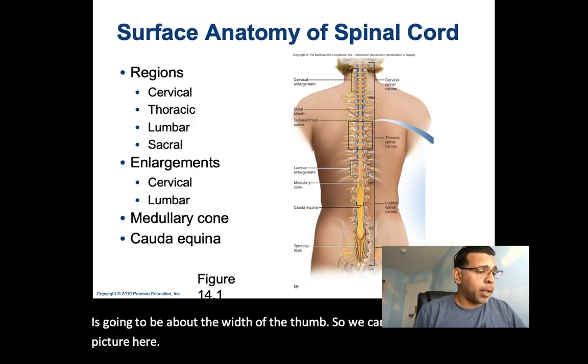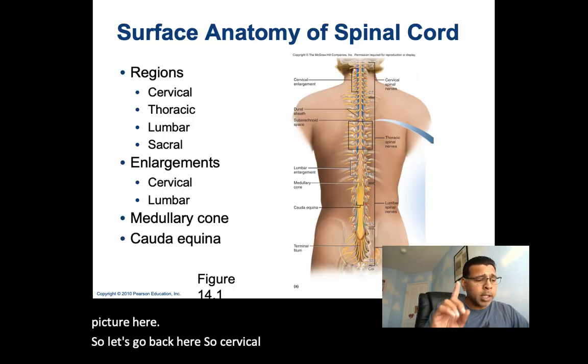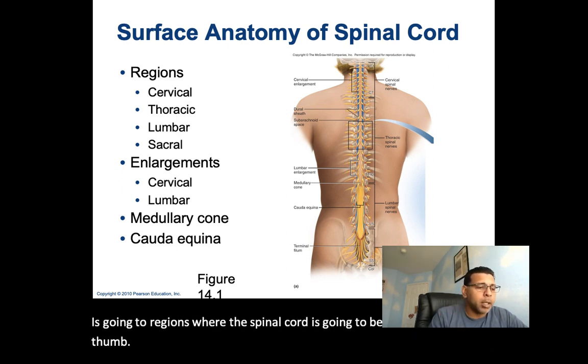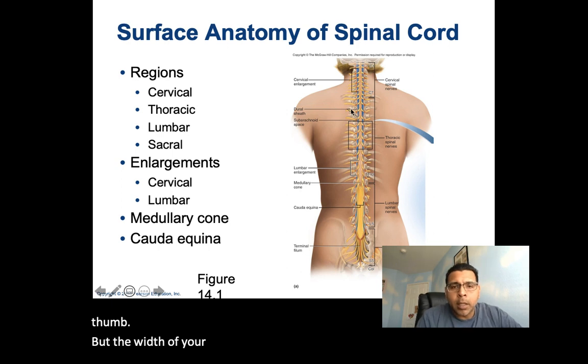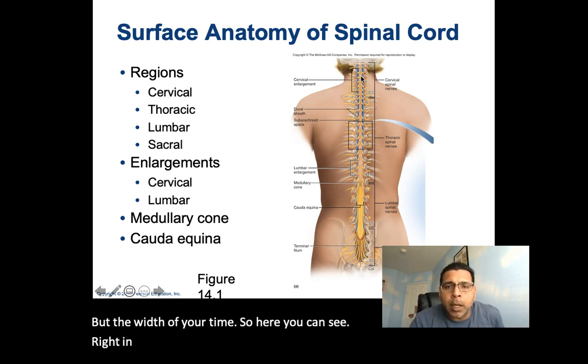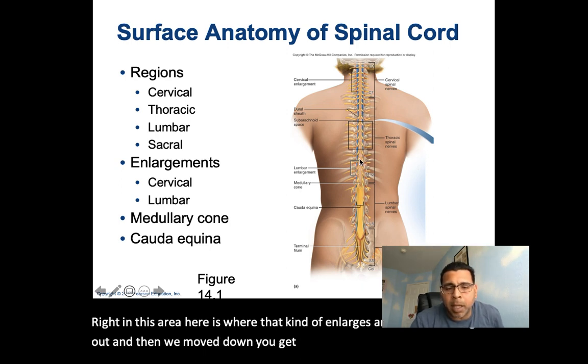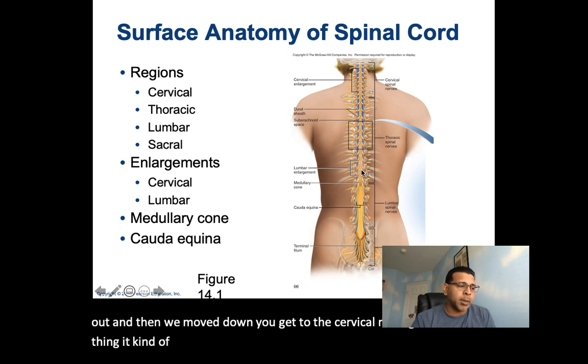I'm sorry, so let's come back here. So cervical enlargement is going to be a region where the spinal cord is going to be about the width of a thumb. So here you can see, right in this area here is where that kind of enlarges and it kind of thins out. And then we move down, you get to the lumbar enlargement. Same thing, it kind of thickens up right in that area there as well.